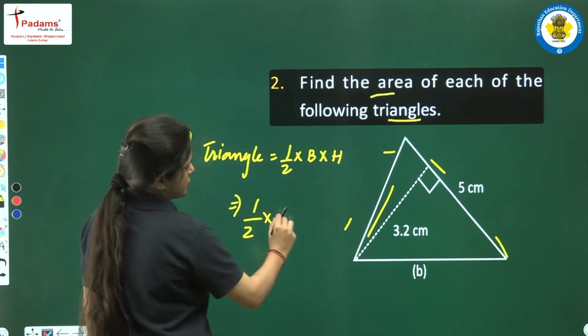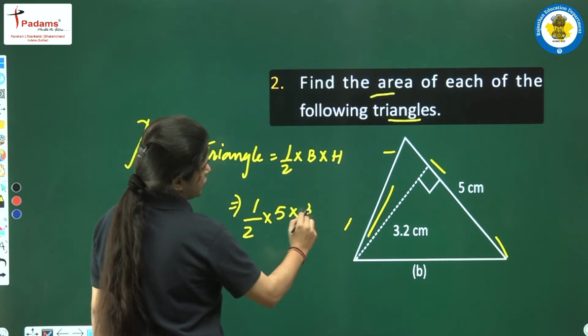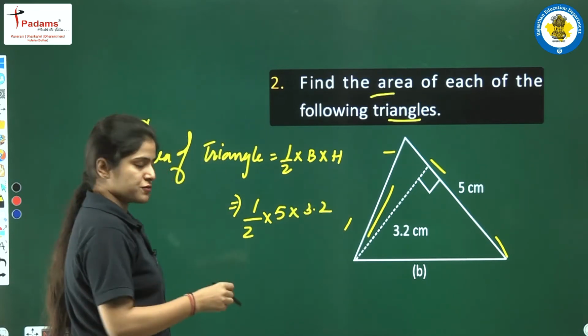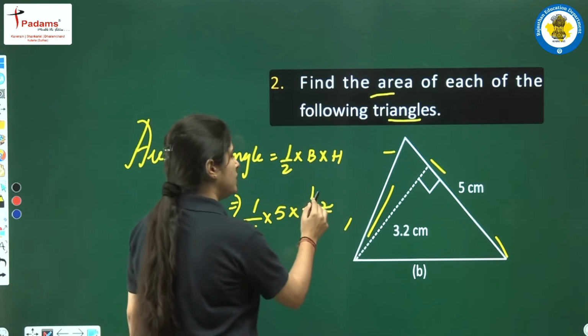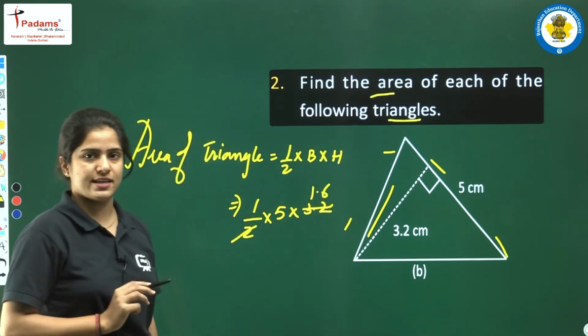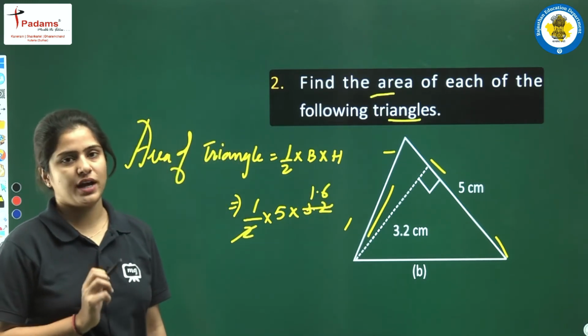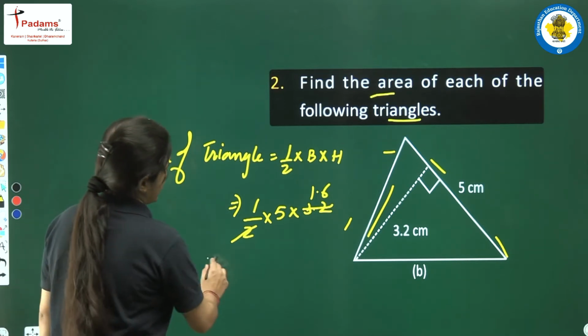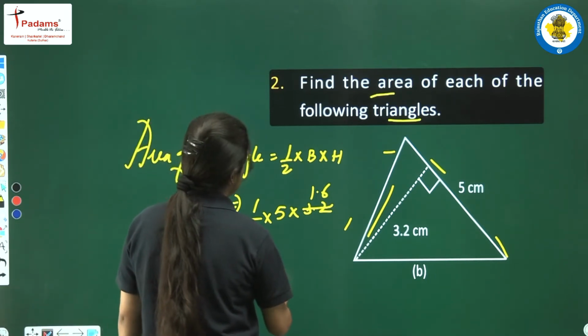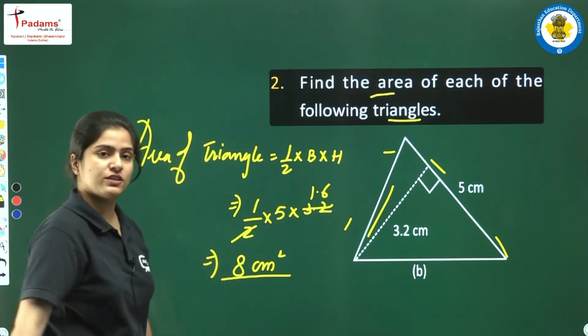Base is equal to 5 students and height is equal to 3.2. On the table of 2 students, 3.2 will cut out and it will be 1.6. 1.6 into 5 is equal to 8 centimeter square. This is the area of the triangle.